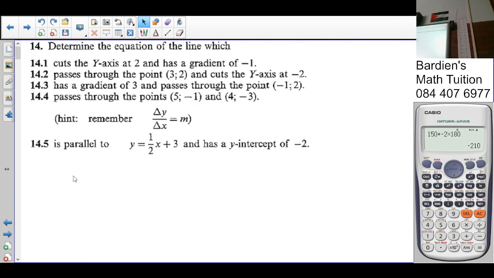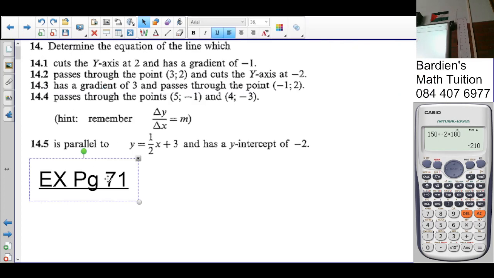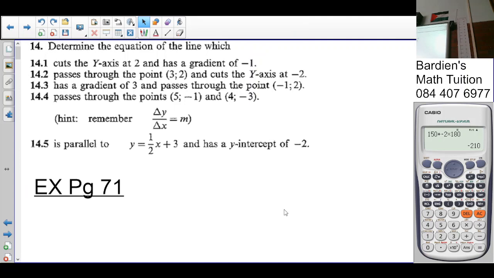Okay. This is your interpretation questions on the graphs. Right, number 14. In number 14, we are told to determine the equation of the line, which, the first one, cuts the y-axis at 2 and has a gradient of minus 1. That one is easy. Y is equal to negative x plus 2. There's a gradient of negative 1 and the y-intercept of 2.